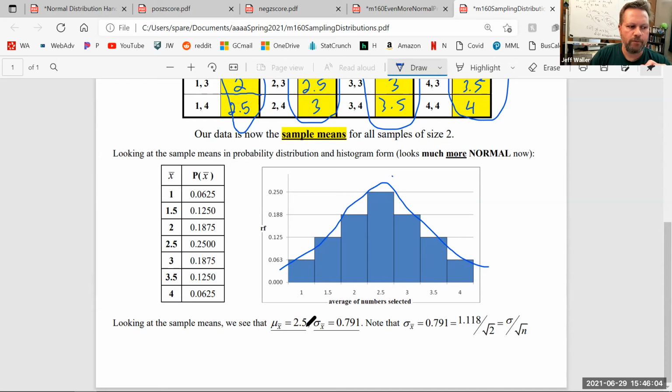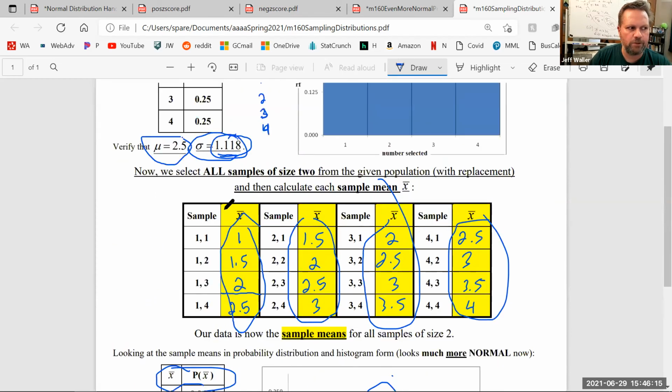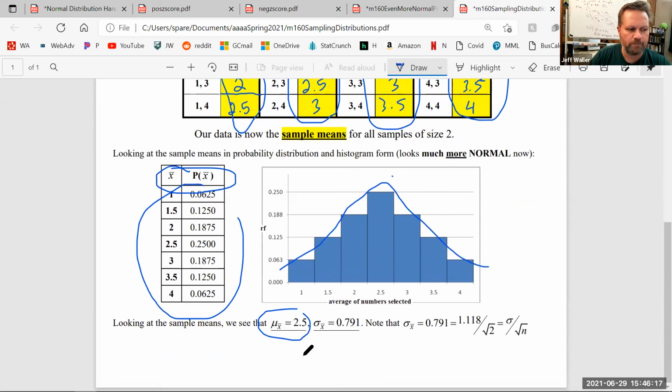And the last thing I want to say is that if you put all this information together, remember that you could do the x times P of x thing, right? If you did that, you would get a mean of 2.5. It's still 2.5. The mean is still 2.5. And the standard deviation would now be 0.791.